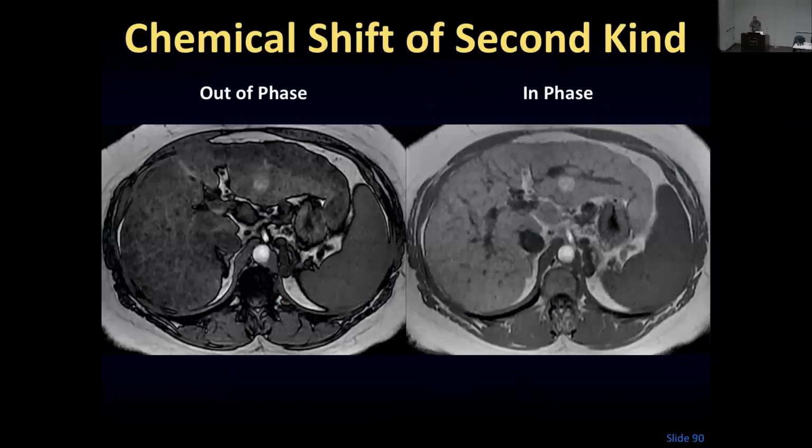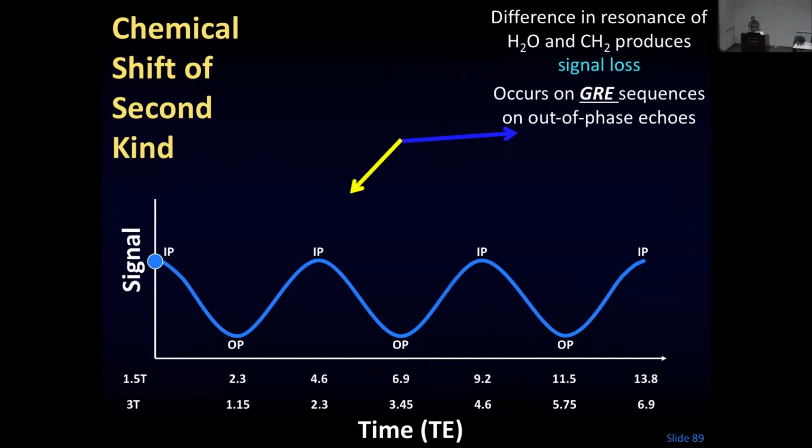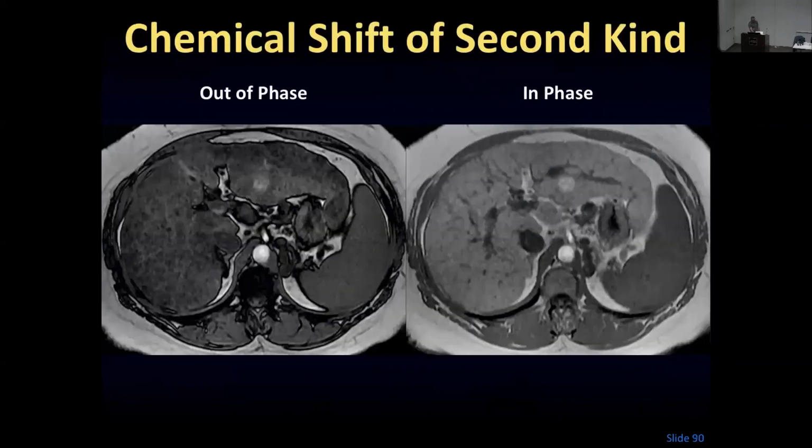And here is an out of phase image and an in phase image. And remember that when fat and water are out of phase, we're going to see signal loss. So let's look at these images. This is an in phase image, and we see the liver over here. We see the spleen over here. This is a T1 weighted image.